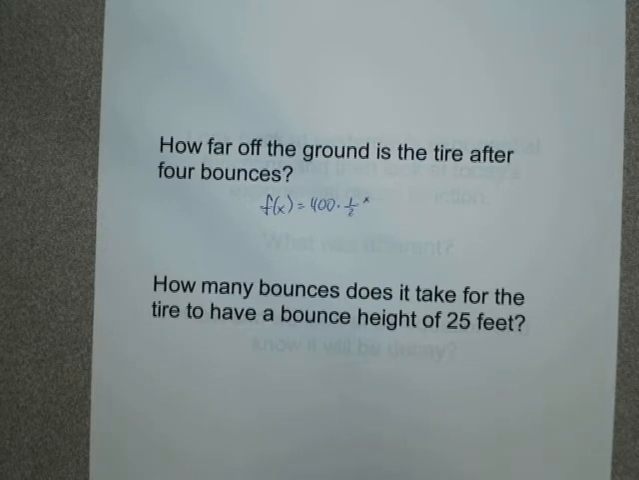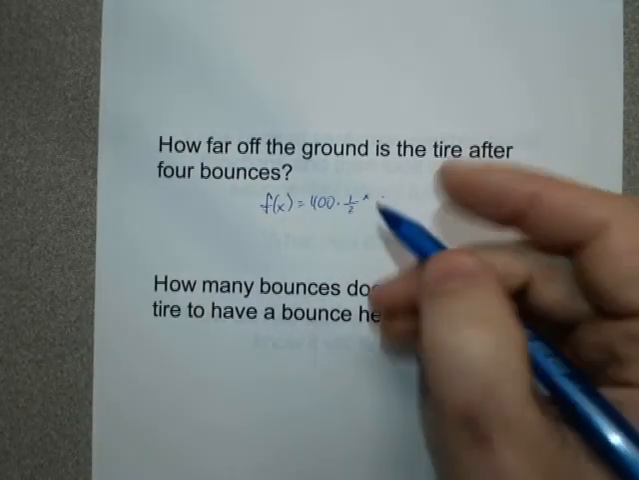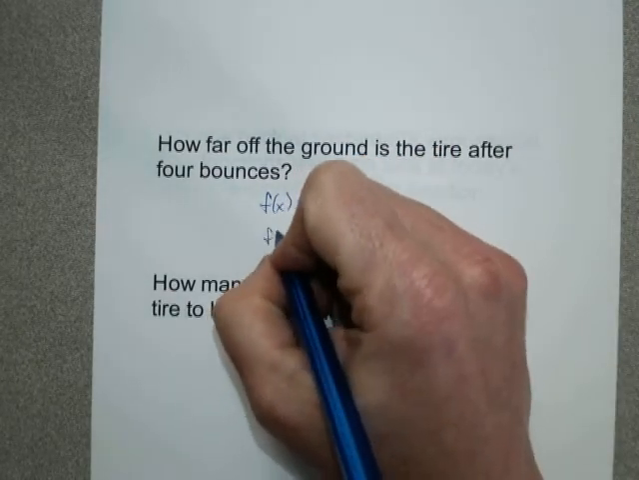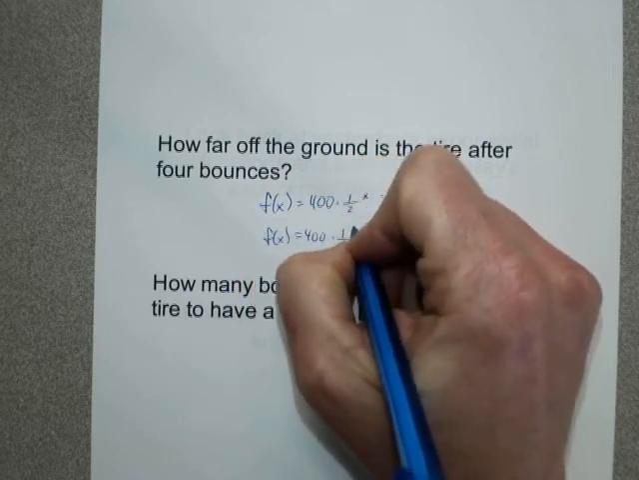So the question is, is 4 bounces an input or an output? If we want to know how far it went after 4 bounces, the 4 bounces is not the result, right? The 4 bounces is what caused the result. So we are going to say that that is an input. And which variable is input? In every case, it's x, right? So we're going to say that this is f of x equals 400 times 1/2 to the power of 4.